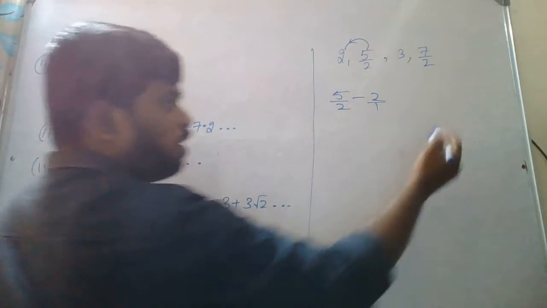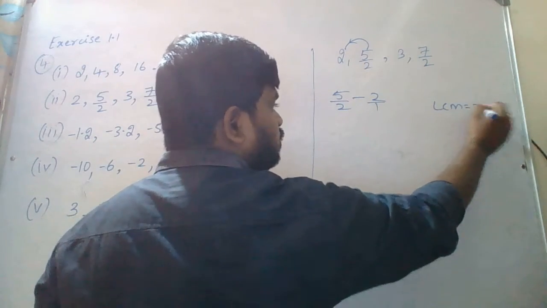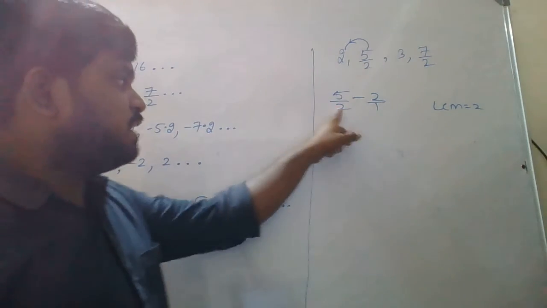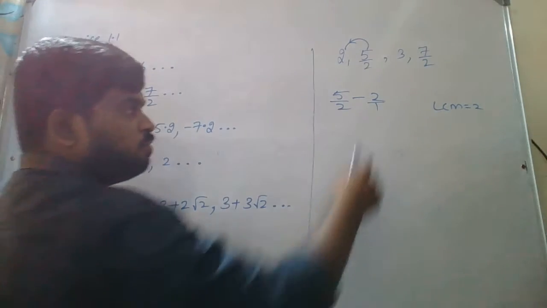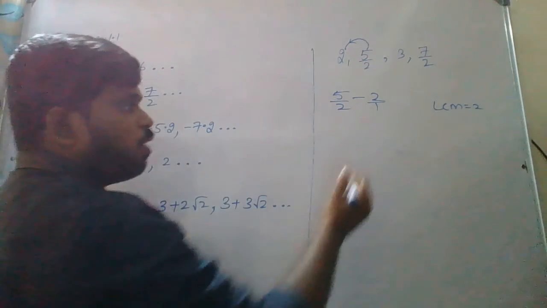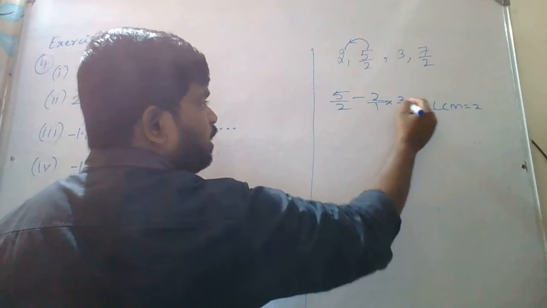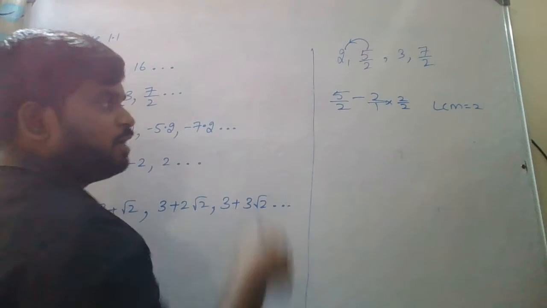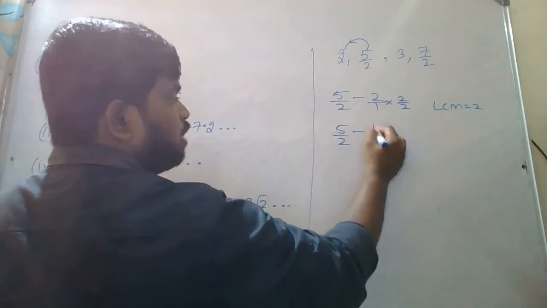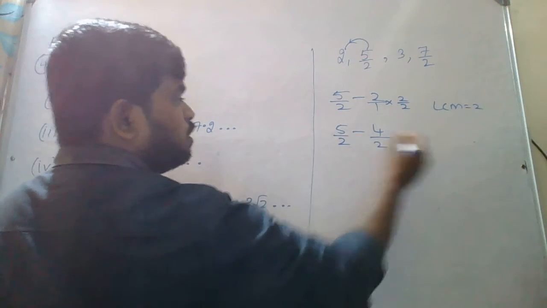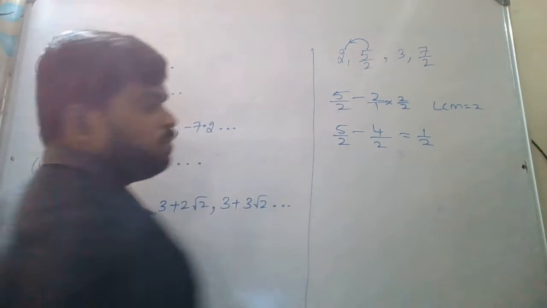This is 1. Whatever LCM you get, the LCM is 2 now. These denominators should become the LCM. So this is already 2, no problem. This 1 has to become 2. How do I do that? Multiply and divide by 2 for both numerator and denominator. Okay. 5 by 2 minus 2 2s are 4, 1 2s are 2. So 5 minus 4 is 1 by 2.